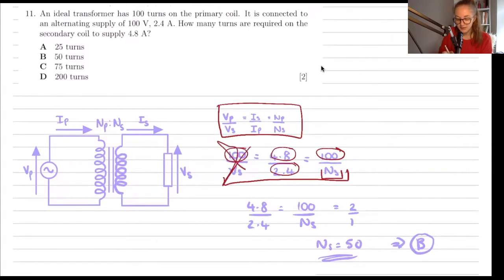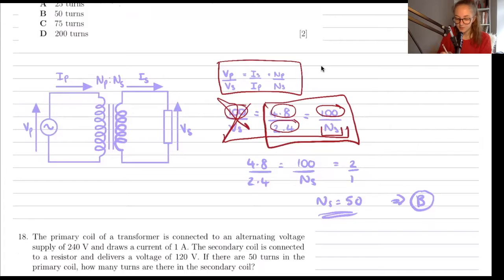So truthfully, we can just neglect this information here because we can use this side of the equation to get all of the information that we need. And after doing a bit of rearranging, we see that the number of turns in the secondary is 50, which is the answer to B.